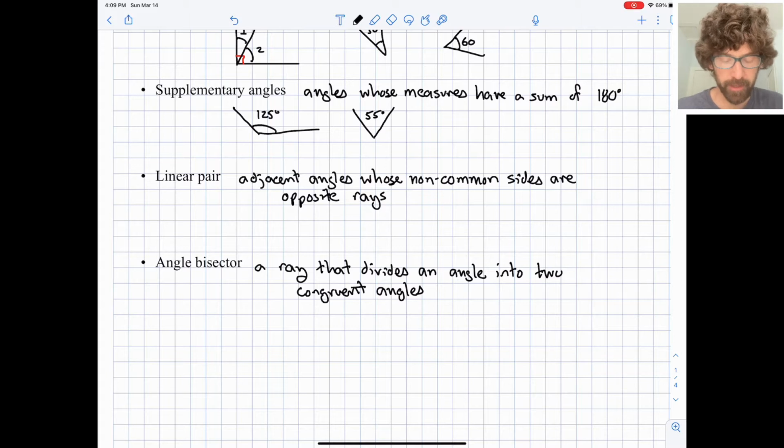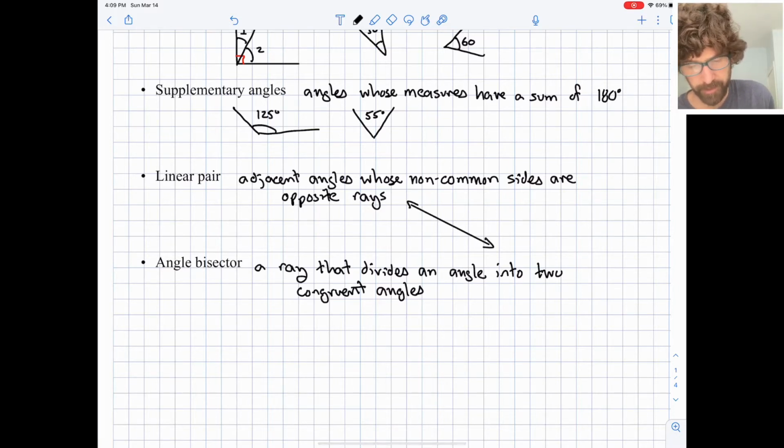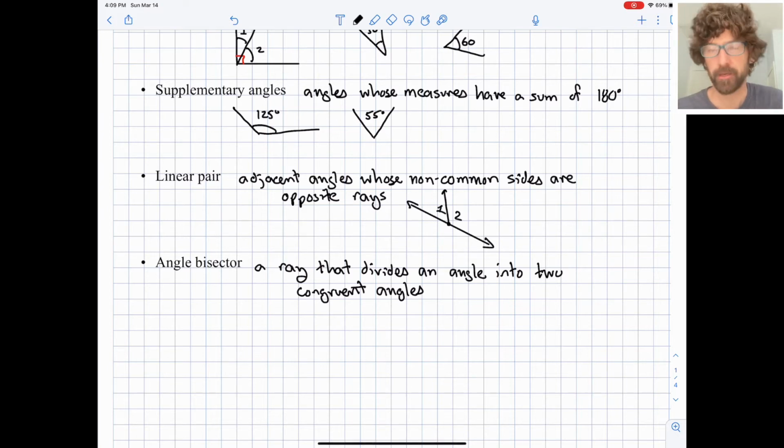A linear pair are angles that are adjacent and whose non-common sides are opposite rays. This is another good one to try to draw out on your own before I show you. Adjacent angles whose non-common sides are opposite rays. So let's draw some opposite rays first. Opposite rays are simply a line, right? And now we need to make sure we have a pair of adjacent angles. Angles 1 and 2 are adjacent angles. In other words, the red angle and the green angle are adjacent, and the non-common sides in purple are the opposite rays. So that's called a linear pair.